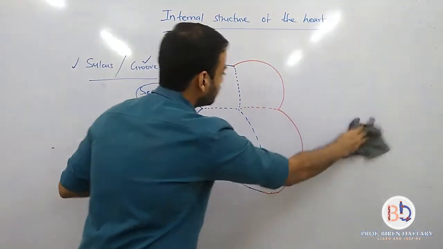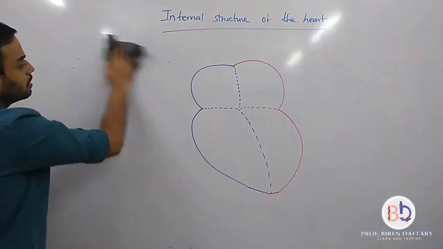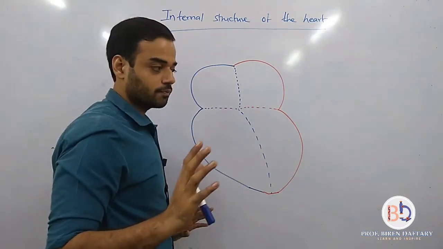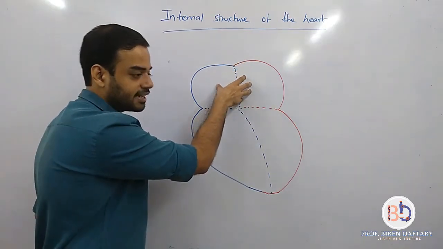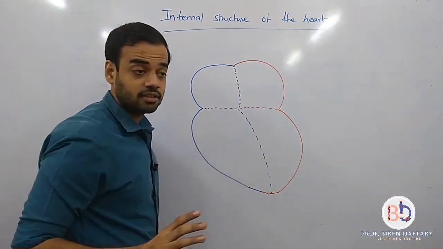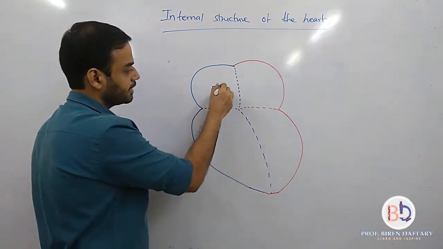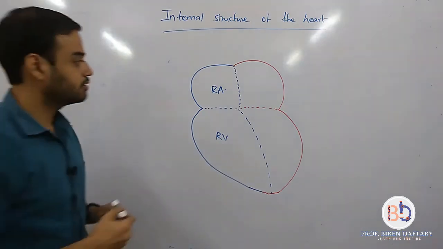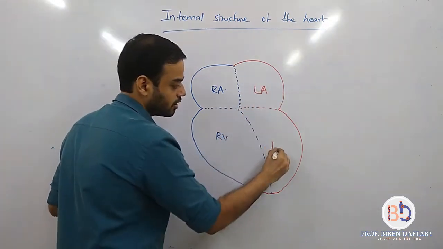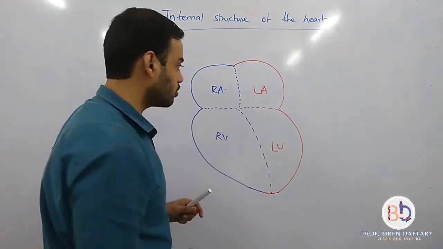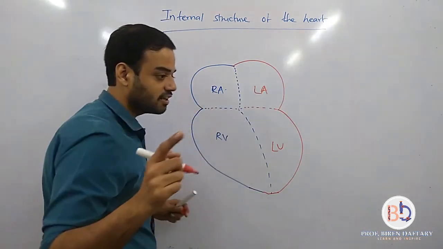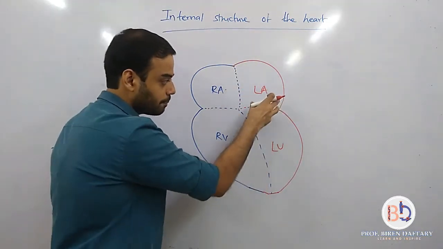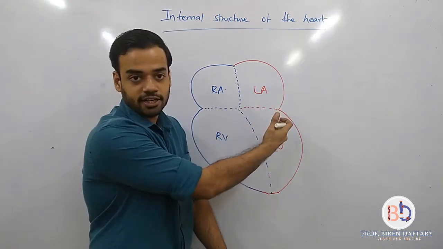Now when you are describing the internal structure, first of all you have to describe again all the chambers of the heart. So you have to describe both the atria and both the ventricles. Now this is your right atrium, this is your right ventricle, and this is your left atrium, this is your left ventricle. Please don't make the mistake of writing this side as left and this side as right. Remember, in all the chapters of anatomy this is left, because for the person standing in front of you, this is the left side and this is the right.